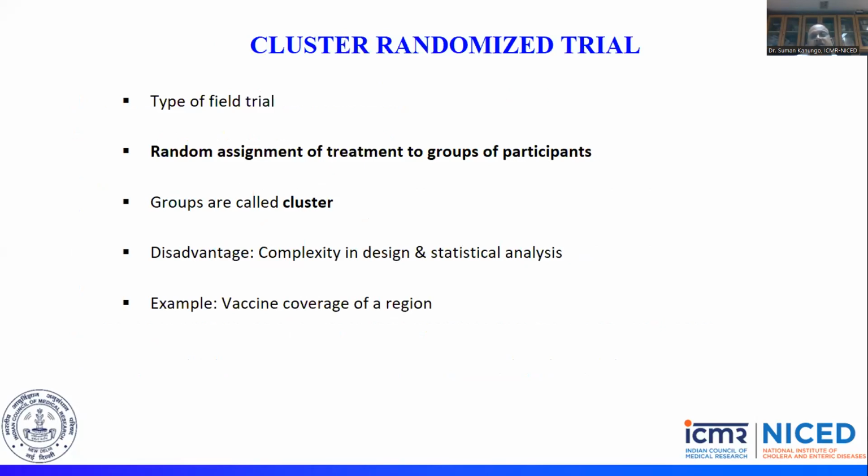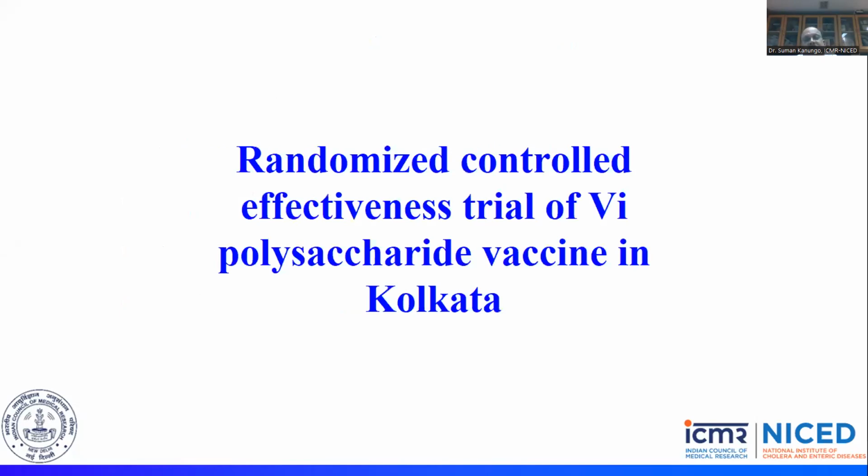So, a cluster randomized trial is when the unit of randomization is a group of households or a group of the population, which are called clusters. The disadvantage is complexity in design and statistical analysis. An example is vaccine coverage of a region. So this is a typical example.